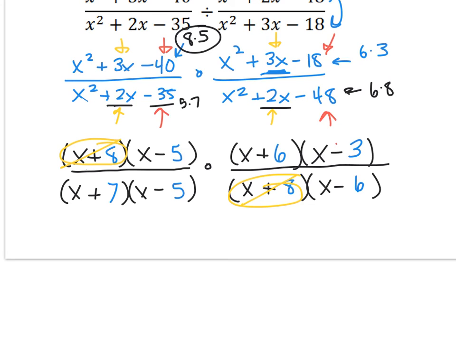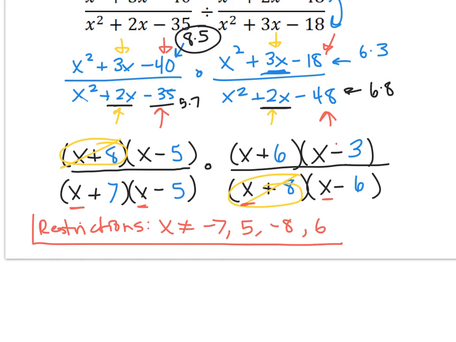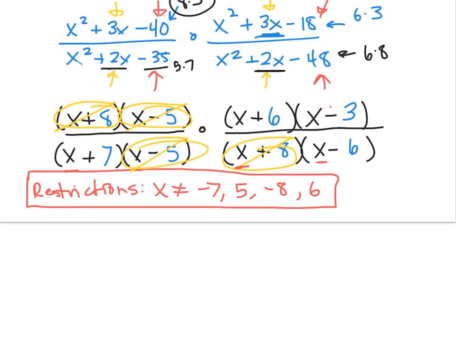Now, before I do cancel, I just want to warn you, it might be a good idea to look at our restrictions first. And our restrictions are everything that's in the denominator. So x cannot equal negative 7, positive 5, negative 8, or positive 6, and that's where we get each one of these from. So just make sure that you're identifying those restrictions before you start going crazy with your canceling, like I almost did. And so the other pair that we can cancel is going to be x minus 5 and x minus 5. And so with that, we're going to have some stuff left over here.